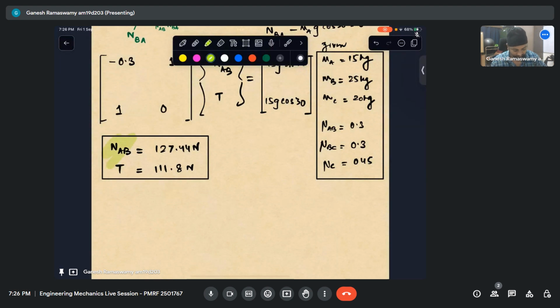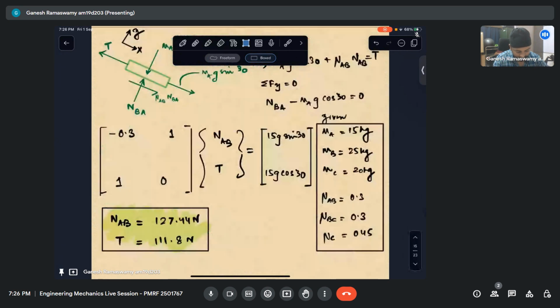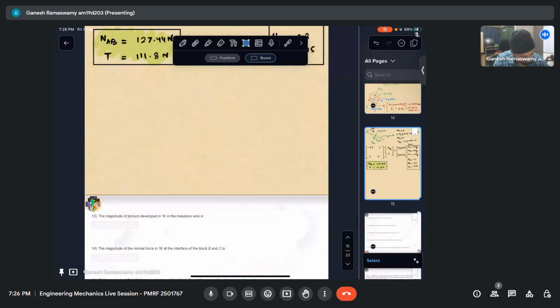Okay, let us take up the second free body, which is this. I'll copy this and add a new page perhaps and put it here.